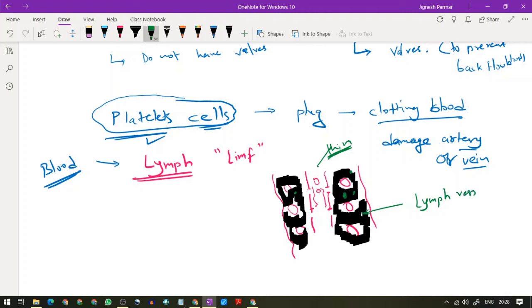the lymph vessels. Then it goes to the lymph nodes. And then what exactly happened? Now, this is what we required.